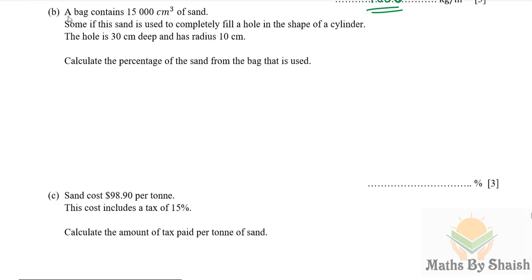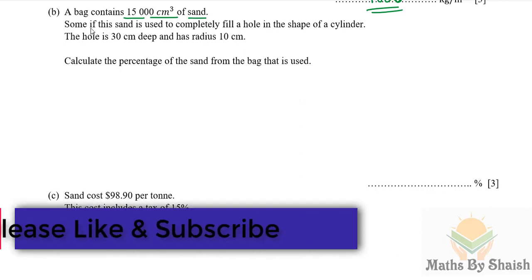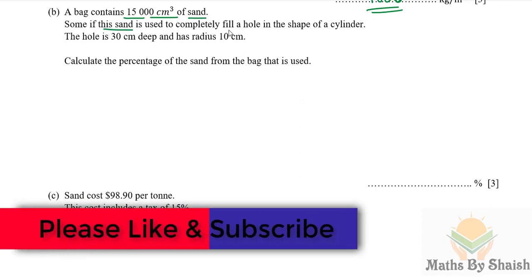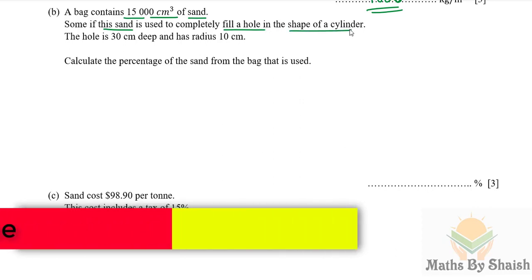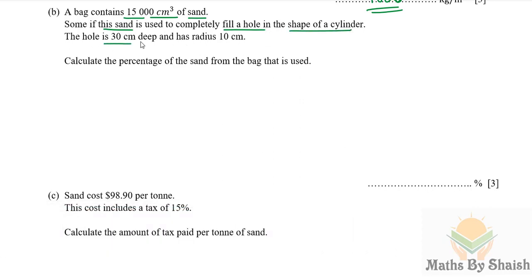B part, a bag contains 15,000 centimeter cube of sand. Some of this sand is used to completely fill a hole in the shape of a cylinder. The hole is 30 centimeter deep and has radius 10 centimeter. Calculate the percentage of the sand from the bag that is used. So I'll draw this. This is a hole, cylindrical, and this radius is 10 centimeter, and this length is 30 centimeter.